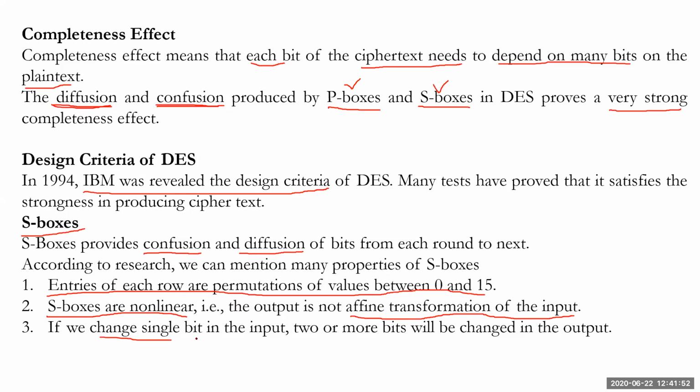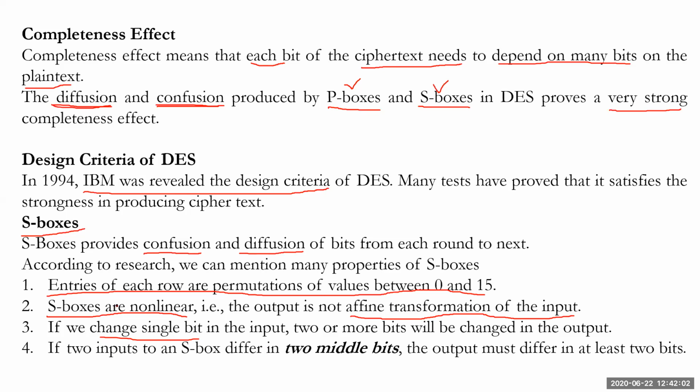If you change a single bit of input for the S box, it will change the output of the S box. So these are the specifications. Moreover, if you change two bits in the middle, normally the S box takes 6 bits as input, for example 1 0 1 1 0 1, and it produces 4 bits of output. For example, this could be 4 ones.